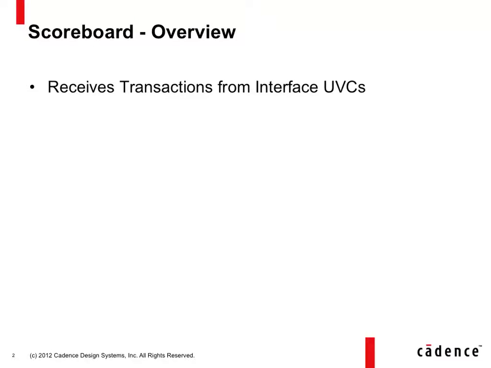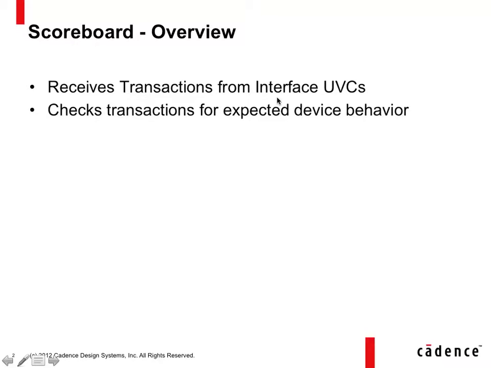So scoreboards deal with checking of the device operation. In order to check something, you need information. And this information is basically coming from interface UVCs in forms of transactions. So once you have these transactions, you can perform the checks and determine if the device operates as you expected.